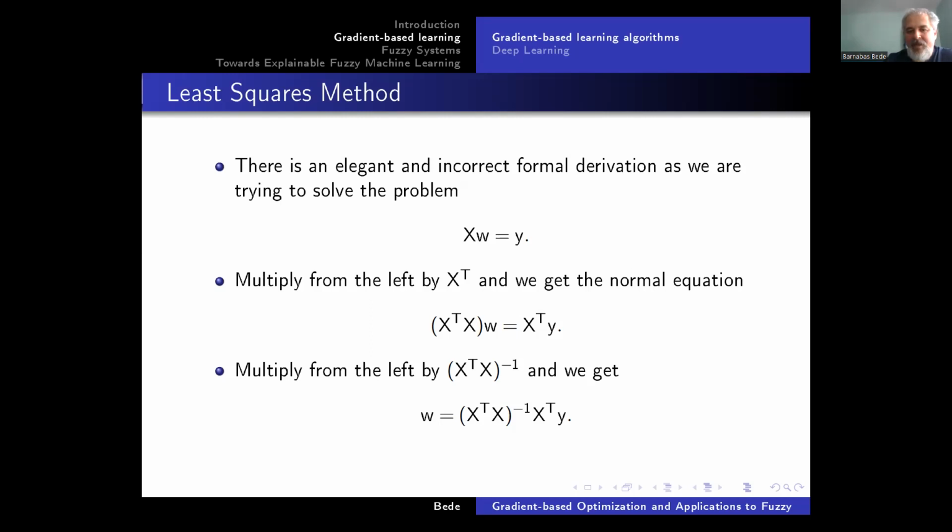So that's basically the least squares method. It's a one-step method, but it's not always working. It doesn't work for a nonlinear dependence, only for linear dependence. Yes, let's continue.